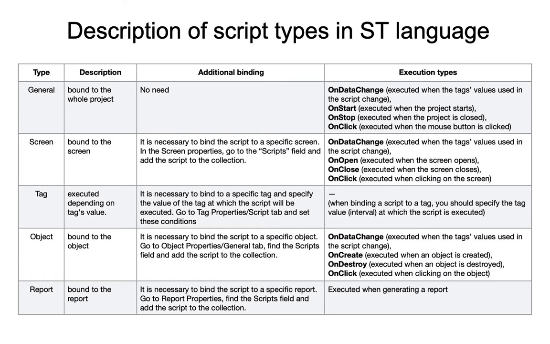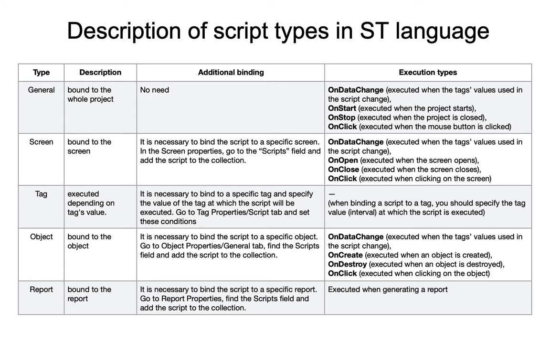To help you better understand the types of scripts and their usage, look at the table. Type General. The script of this type is bound to the whole project and has the following execution types. On data change, executed when the tag values used in the script change. On start, executed when the project starts. On stop, executed when the project is closed. And on click, executed when the mouse button is clicked.